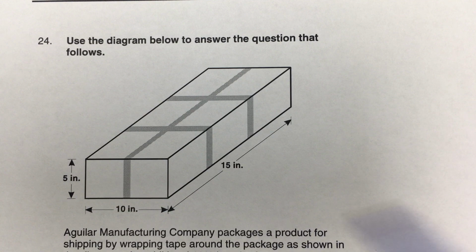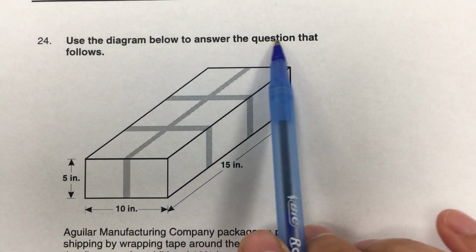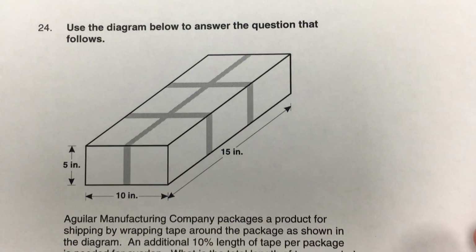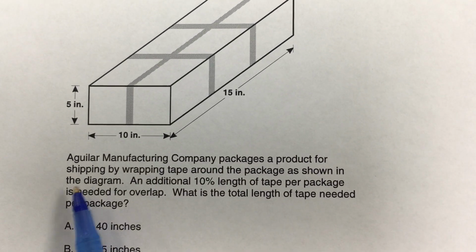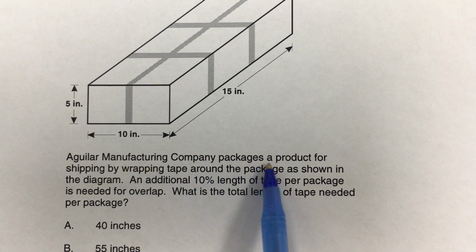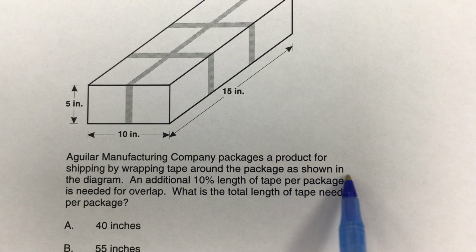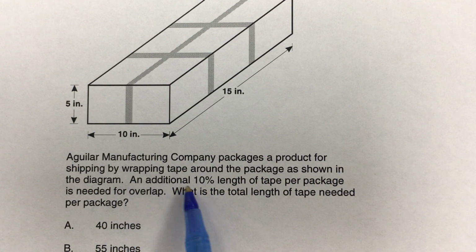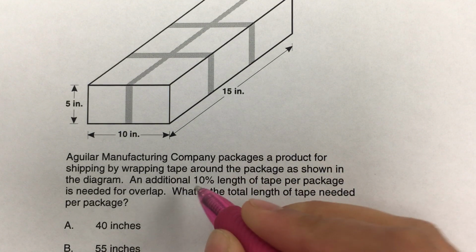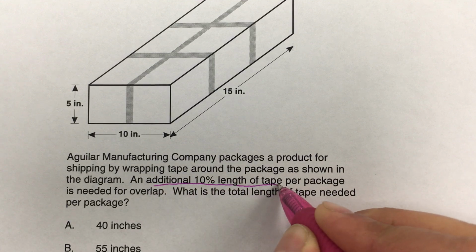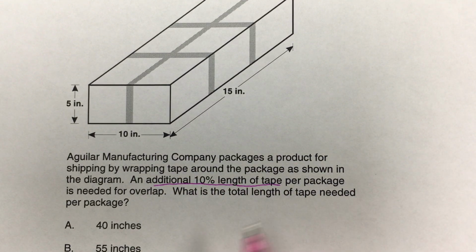Number 24 says, use the diagram below to answer the question that follows. Okay, and it says, Aguilar Manufacturing Company packages a product for shipping by wrapping tape around the package as shown in the diagram. An additional 10% length of tape per package is needed for overlap. So that's important. We shouldn't forget at the end. What is the total length of tape needed per package?